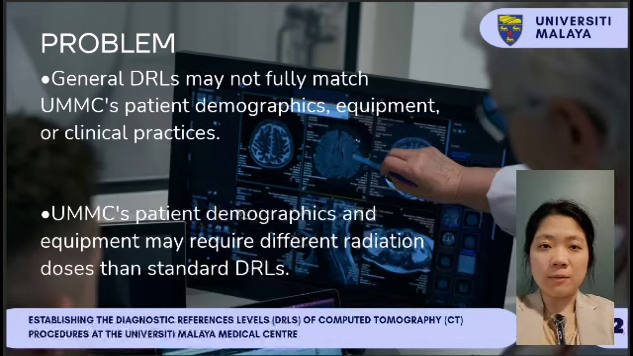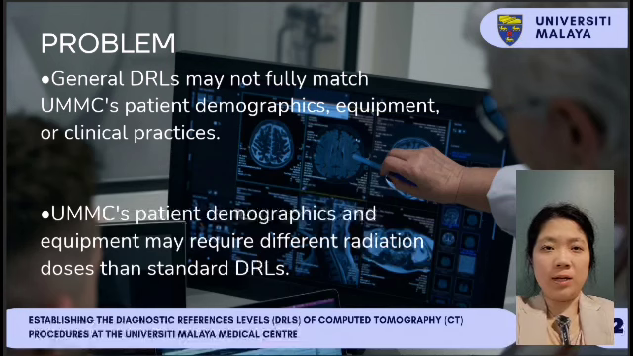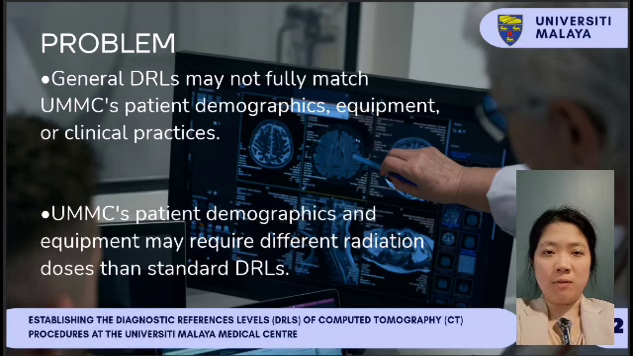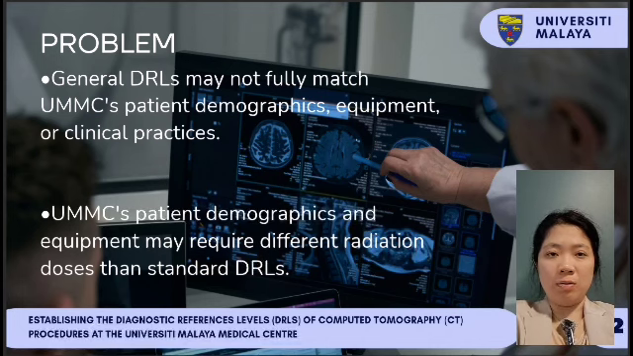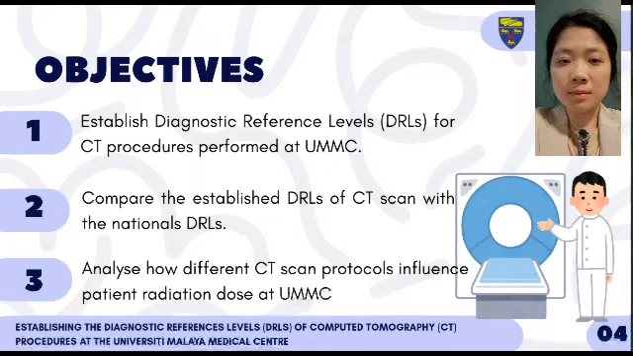While general diagnostic reference levels provide useful guidelines, they may not fully align with the unique needs of UMMC. What works globally might not fit locally. That's why UMMC's DRLs are tailored to reflect our specific practices. This benchmark might not account for UMMC's unique patient demographics, imaging equipment, or clinical practices. General DRLs are designed for a broad audience, but UMMC isn't general. We are unique, our patients, our equipment, our practices. Using this one-size-fits-all benchmark can lead to over or underdosing, putting patients at risk.